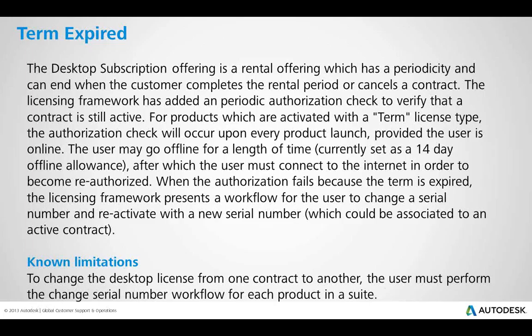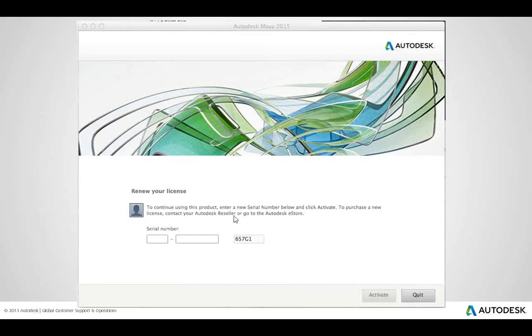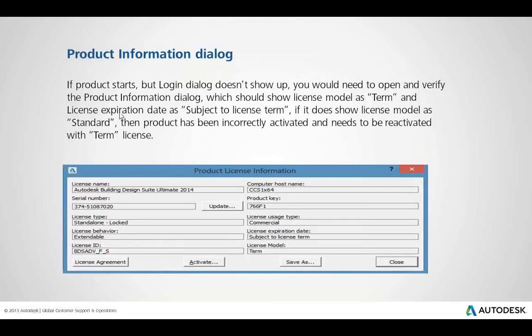And here are some screenshots of this. This is renew your license. This is after your term has expired. This is the dialog box that you will get. The old serial number is recognized as expired. At this point, you have to enter a new one, and then you will hit activate. And this is where you will go in and change it on the previous products, on each product, if you need to update the serial number.